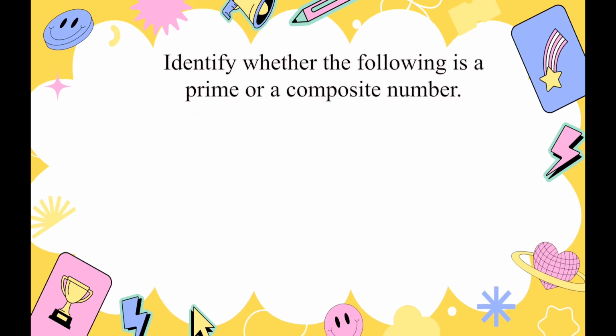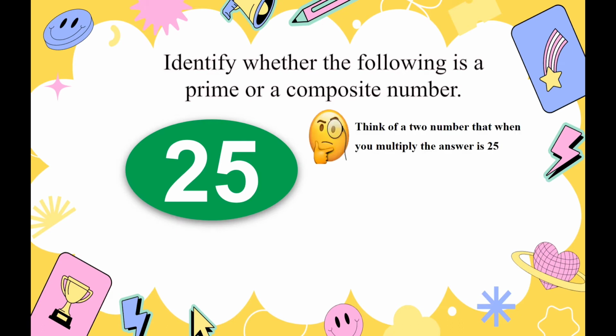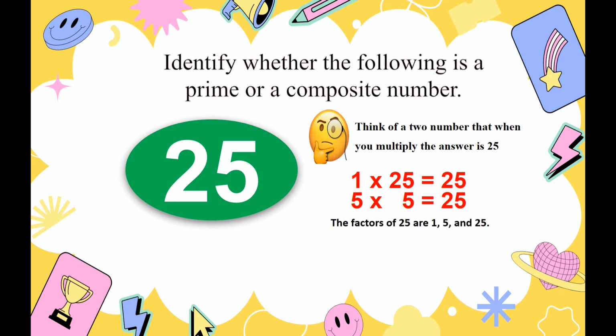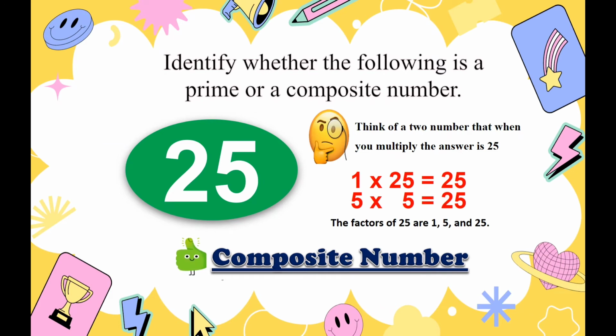Let's have another example. 25. Think of 2 numbers that when you multiply, the answer is 25. 1 times 25 is equal to 25. Then, meron pa tayong isa. 5 times 5 is equal to 25. So, the factors of 25 are 1, 5, and 25. So, ilan ang factors ni 25? 3. Therefore, si 25 ay isang composite number. Bakit siya naging composite number? Kasi nga po, 3 ang kanyang factors. Yung 1, 5, and 25. Sumobra siya sa dalawa. So, the moment na sumobra sa dalawa ang isang number, siya ay composite number. Okay po?